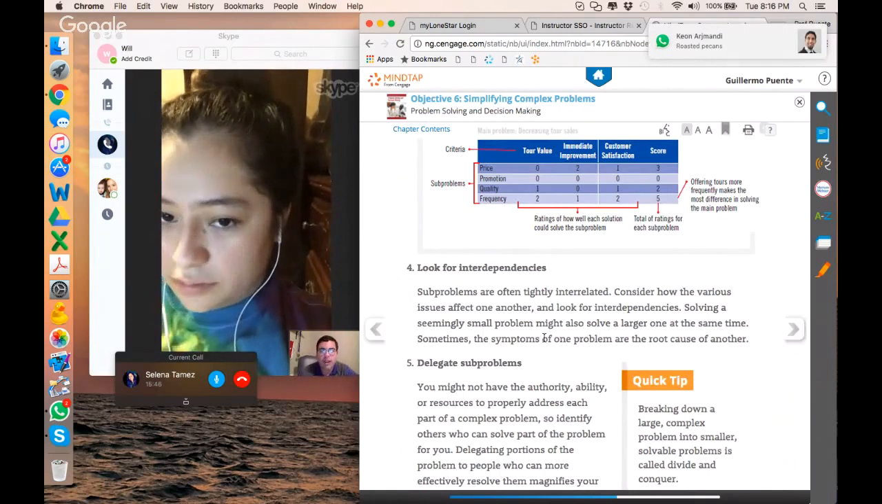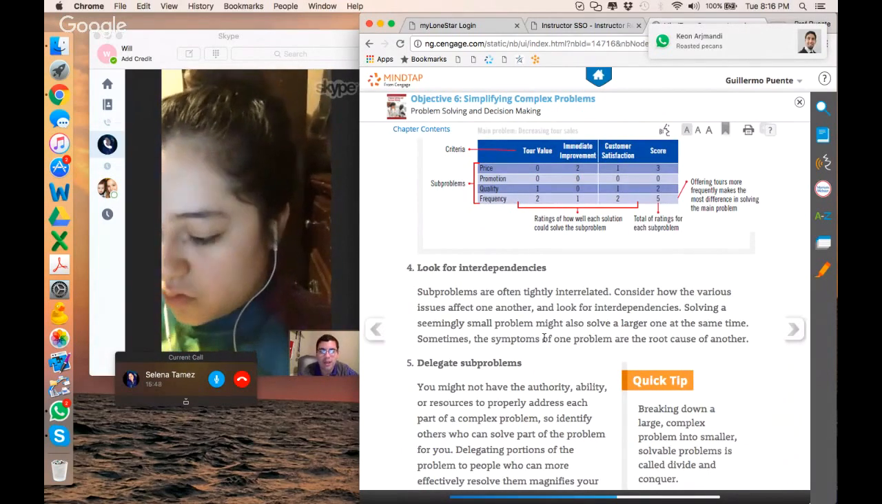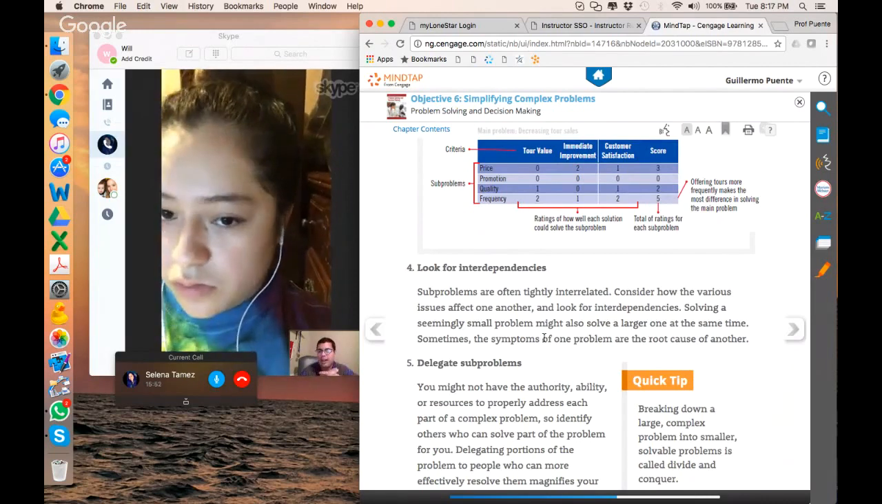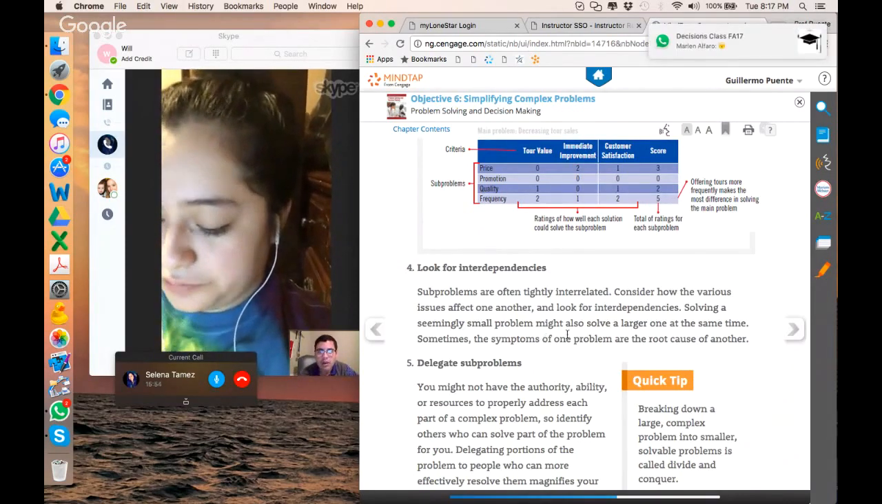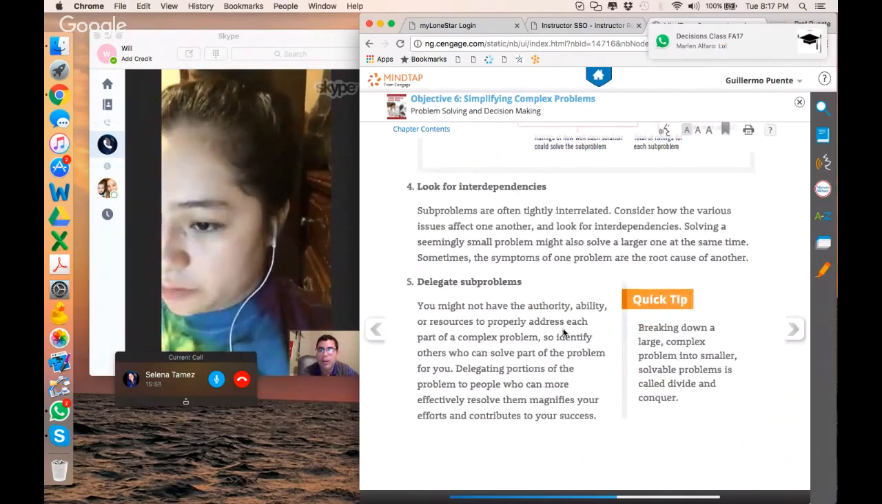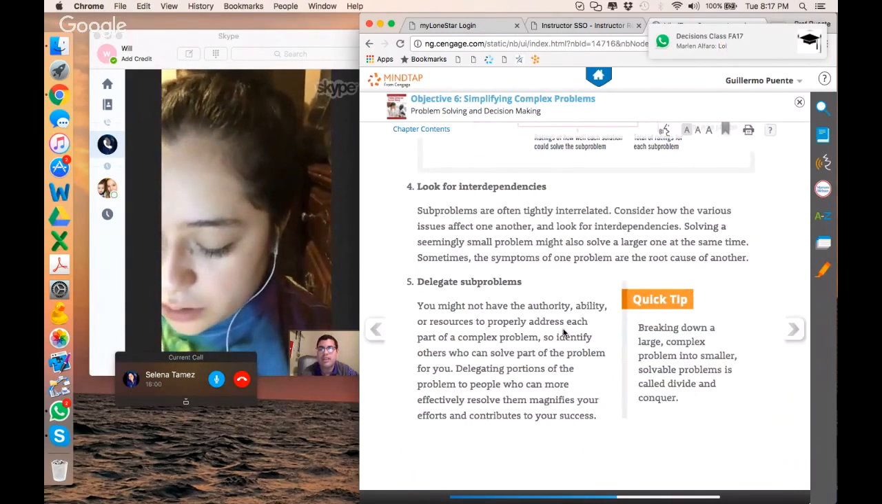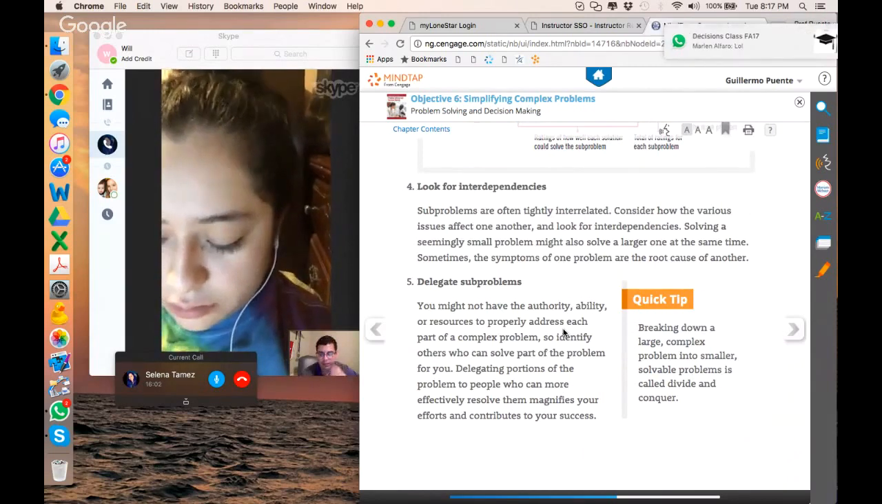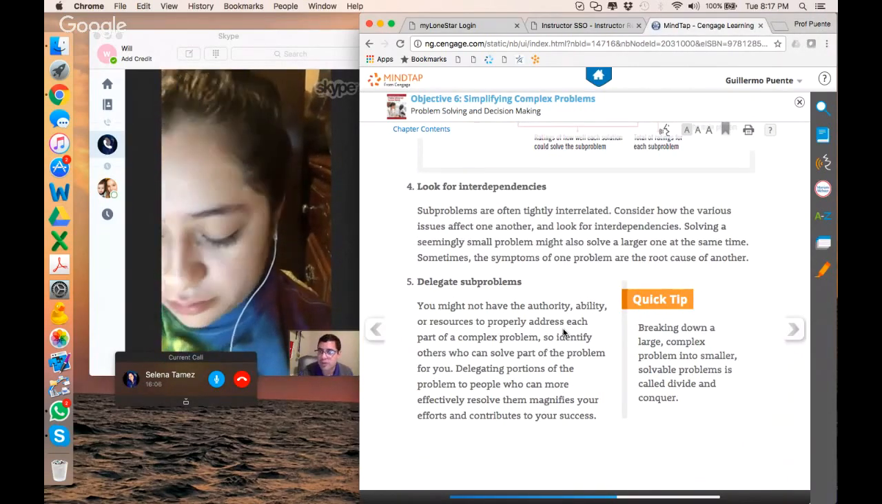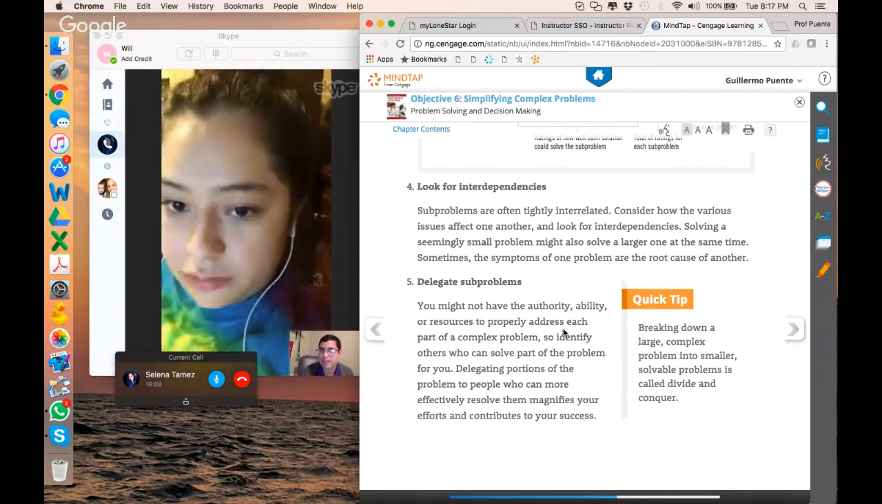Consider how various issues affect one another and look for interdependencies. This means that these items are connected, right? Okay, delegate sub-problems. You might not have the authority or ability or resource to properly address each part of the solution, right? So each one of the problems I told you are separate, right?